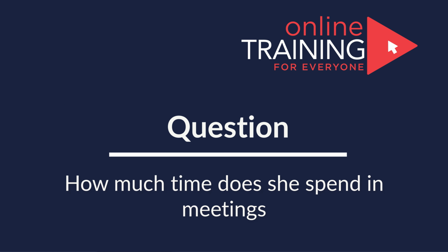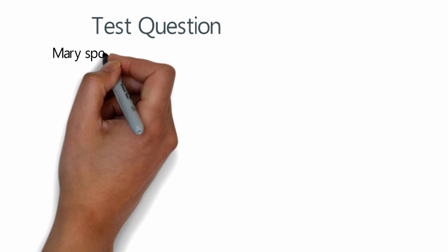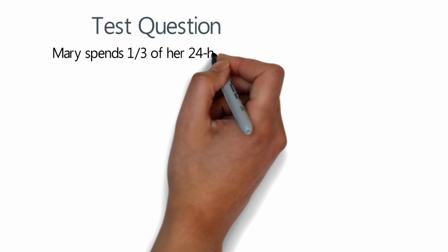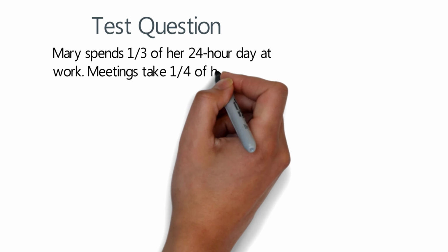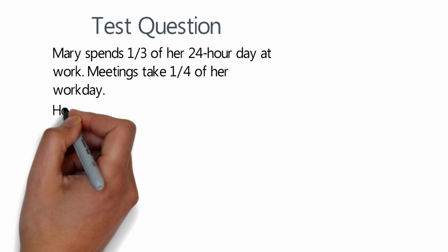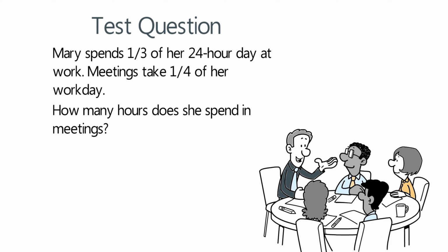Here's an interesting question which validates how well you do planning of your day-to-day work. Mary spends 1/3 of her 24-hour day at work. Meetings take 1/4 of her workday. How many hours does she spend in meetings? You have 4 different choices.